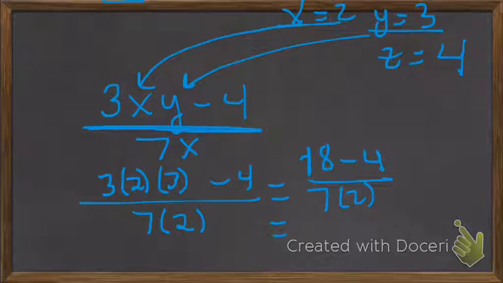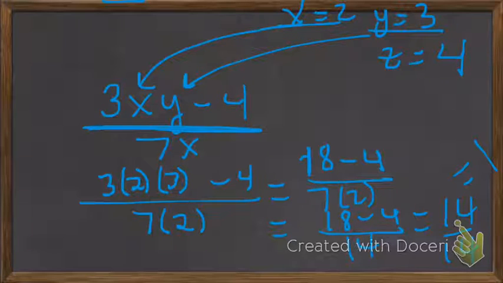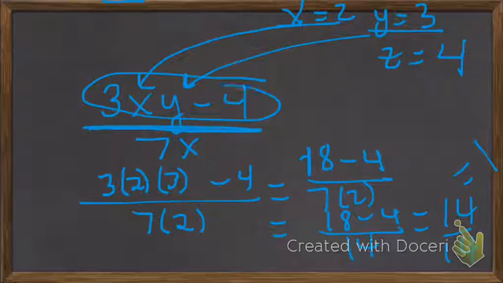We're going to simplify the bottom. So we have 18 minus 4 over 7 times 2 is 14. 14 divided by 14 is 1. So notice what I did here. When you have a large fraction like this, you want to do order of operations on the top, do order of operations on the bottom, and then you can divide here at the very end.